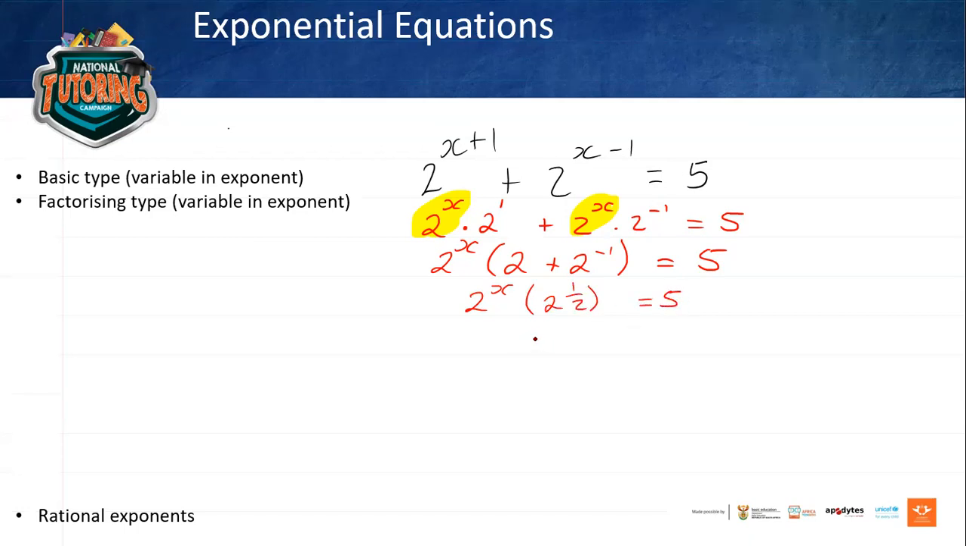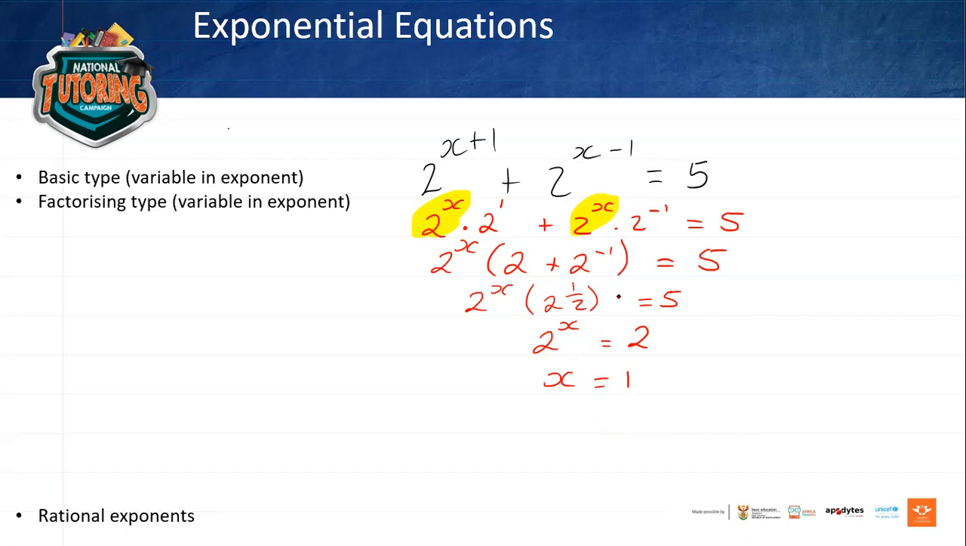We need to get our exponent by itself. So 2 to the x I want by itself. So I'm going to have to take 5 and divide it by 2.5, and we get an answer of 2. We can see now that our bases are the same. And if our bases are the same, we can equate the exponents, which means x is equal to 1.